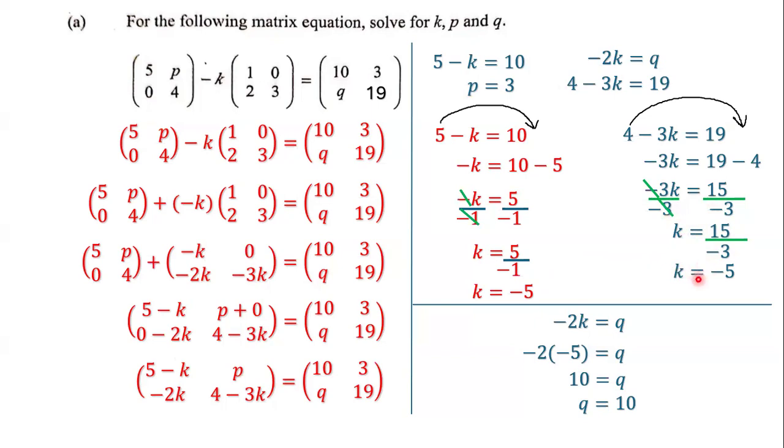And so since we know what the value of k is, then we can figure out the value of q, because q is equal to negative 2k. And so what is k? K is negative 5. So if we have negative 2k is equal to q, we insert negative 5. So we have negative 2 multiplied by negative 5, which gives us positive 10. So we have that 10 is equal to q, and q is equal to 10. And so that is how we would solve for k, p, and q. And so that's the answer for this question.